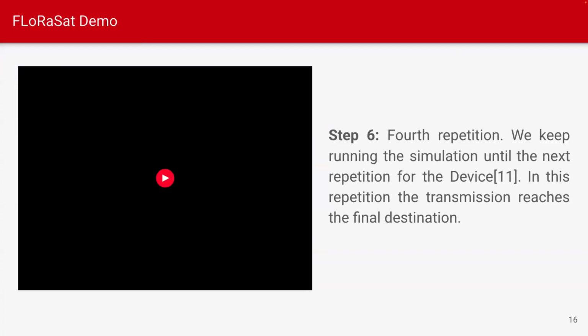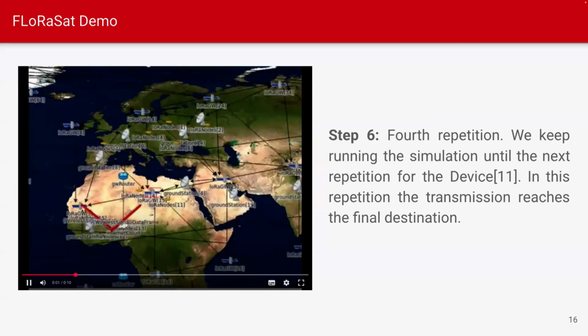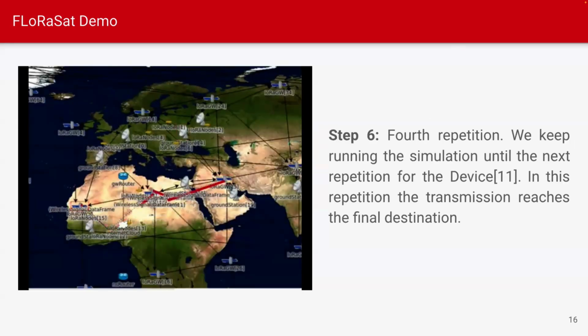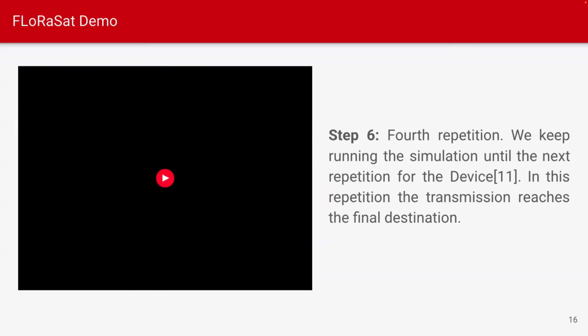But if we go to the fourth repetition, this time the random times are enough to avoid collisions. So the first one is transmitting here. The transmission is finished, and the other will transmit later, so we don't have a collision. So for this fourth repetition, the packet, the information, gets to the constellation and then is routed through the network.